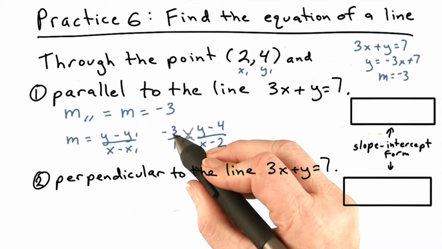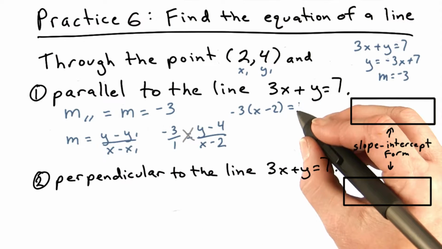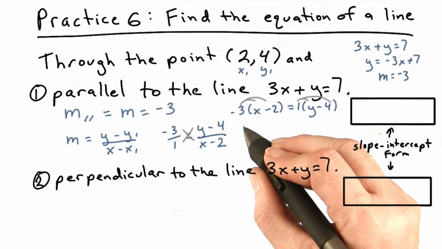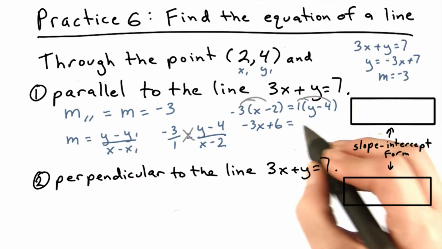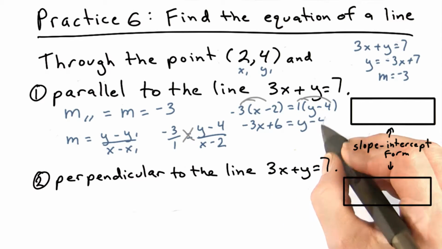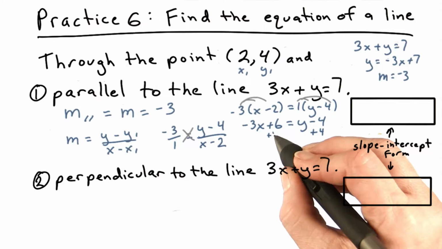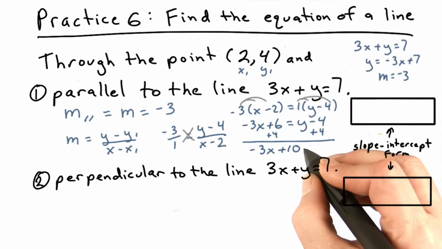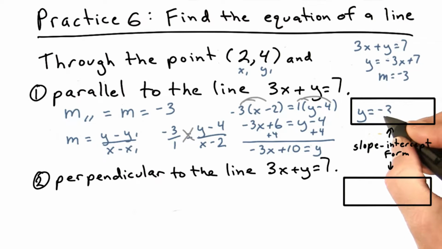When I cross multiply, I have negative 3 times x minus 2 equals 1 times y minus 4. Now I need to distribute. So when I distribute, I have negative 3 times x, and negative 3 times negative 2 is positive 6, equals y minus 4. Since I want the answer in slope-intercept form, if I just add 4 to both sides, I get negative 3x plus 10 equals y. And we know that's the same as y equals negative 3x plus 10.